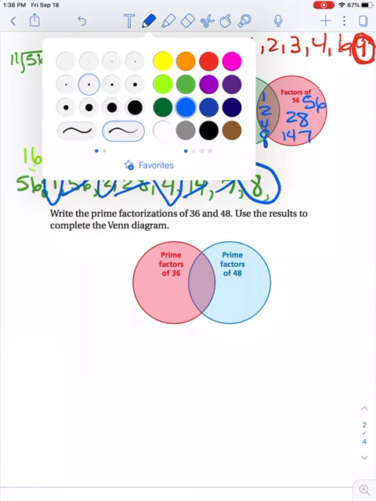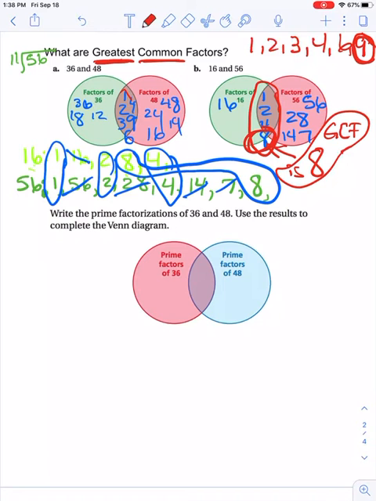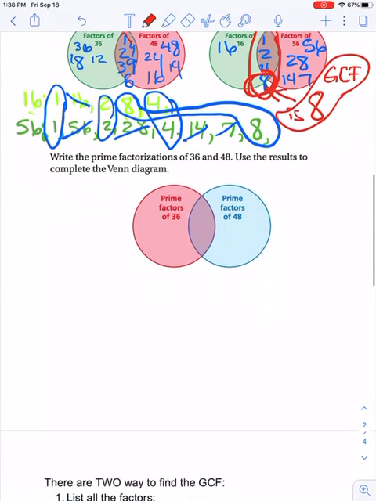So the common factors of 16 and 56 are these 4 numbers that we put in the middle. Those are the common factors: 1, 2, 4, and 8. The greatest common factor is the 8 because that's the biggest one. So the greatest common factor, the GCF, of 16 and 56 is 8.